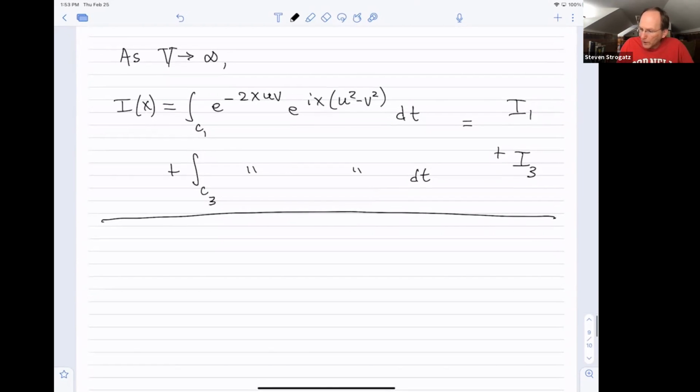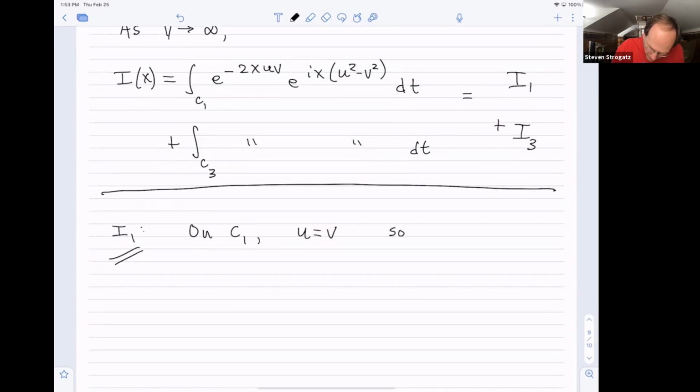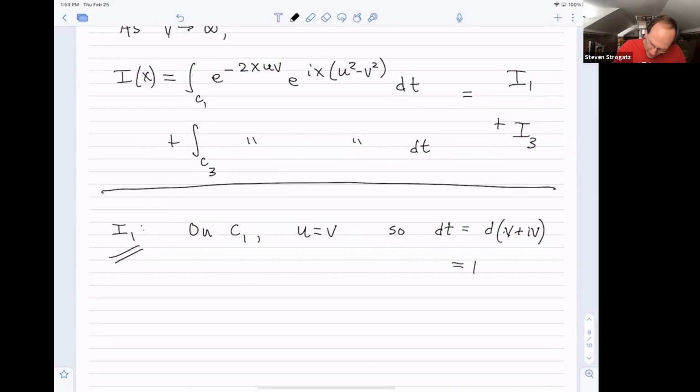So let's first do I1. All right. So on there, we're on the curve C1, and we decided that that was following the straight line u equals v. And so dt, I mean, I'm just going to rewrite the integral now that I know what curve I'm integrating over. dt is just d of, I set u equals v, so it's v plus iv. So this is just 1 plus i times dv.